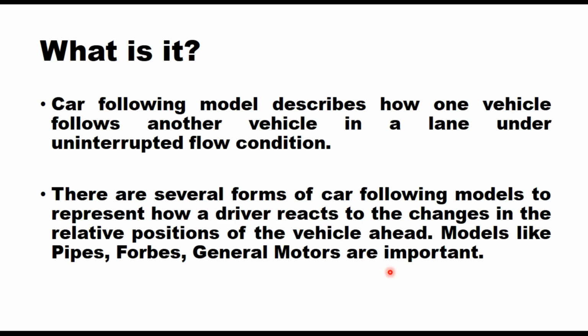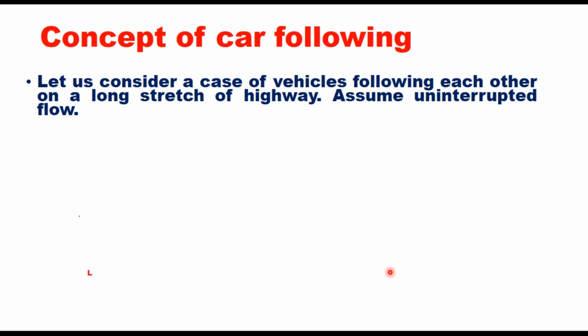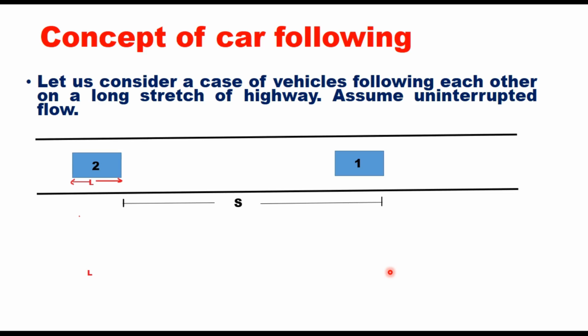But before I tell you about these models, let me just explain the concept of car following. Now, let us consider a case of vehicles following each other on a road stretch of highway, and let's assume that the flow is uninterrupted. So there are two vehicles in the lane, vehicle number 1 which is a lead vehicle and vehicle number 2 which is a following vehicle, and the distance between these two vehicles is s.